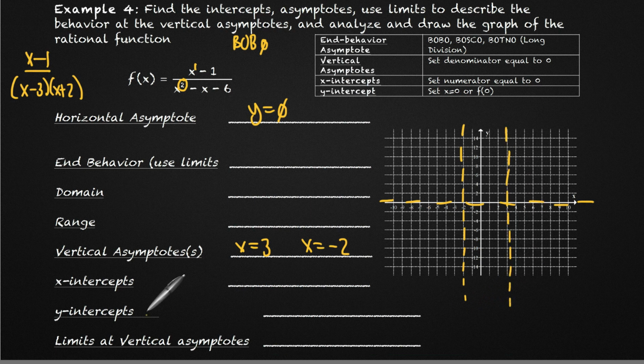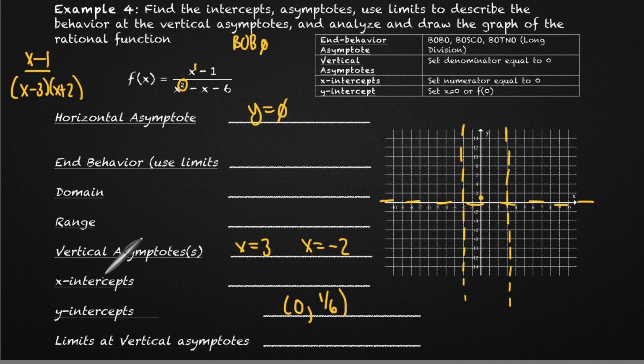All right, let's find the y-intercept. The order really doesn't matter. We said that the y-intercept is when the x-coordinate is 0. So we're going to plug in 0 for all of these x's, and we get negative 1 over negative 6, which is positive 1/6. So we're going to put that on our graph right around here.